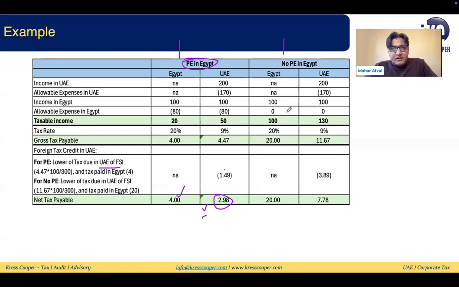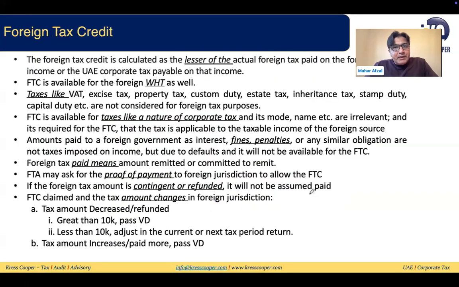Sorry. So in most of the cases, expenses are not there. Only income: 100%, 100 million, 20%, 20. Then income will be included here. This is your total income, 139%. Again, the rule is the same that we already discussed. 11.67 is the tax. Then, the lower of tax due in the UAE or tax paid in Egypt; the remaining 3.8 will be taxable in the UAE.